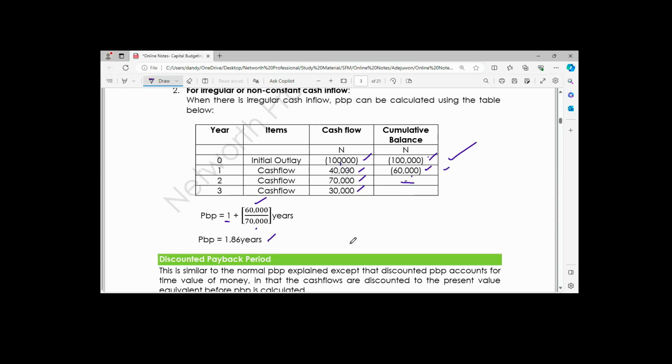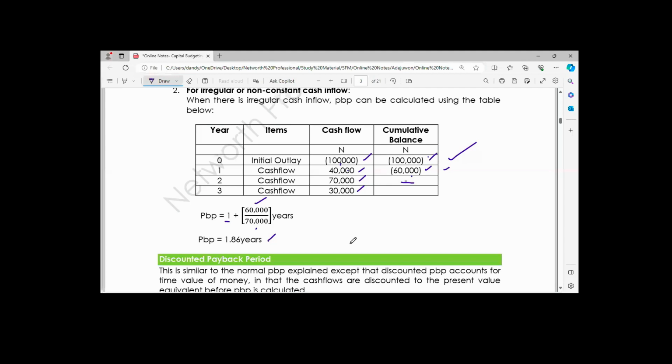So watch out, because you don't benchmark, you don't accept a project on the basis of the useful life of a project. No, it has to be based on the management predetermined payback. This is because management may say that, okay, for us to be able to accept any project, we should be able to recover our money within the next 2 years, or within the next 3 years, or within the next 5 years. So that is the management predetermined payback period. So you need to compare your calculated payback period with that management predetermined payback period.